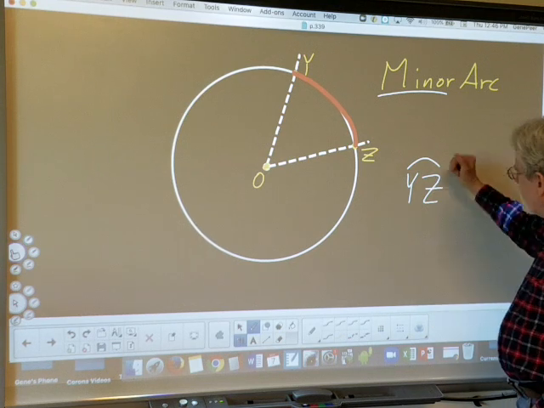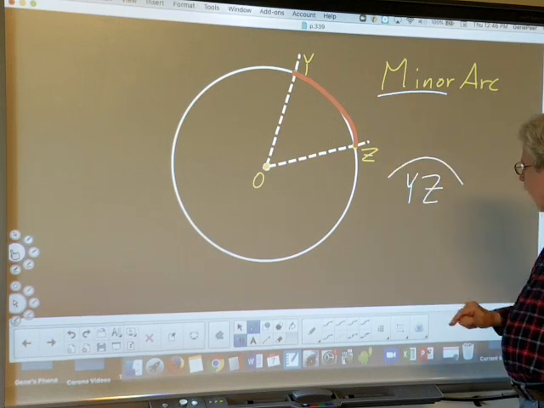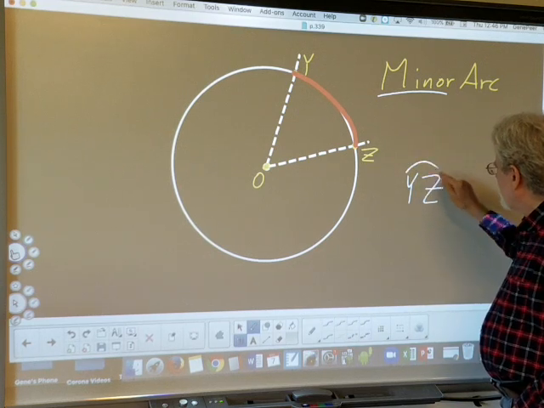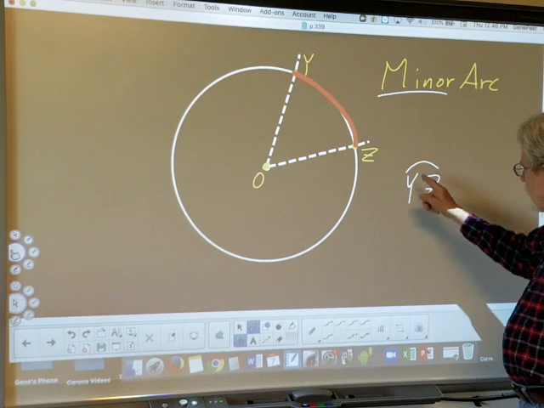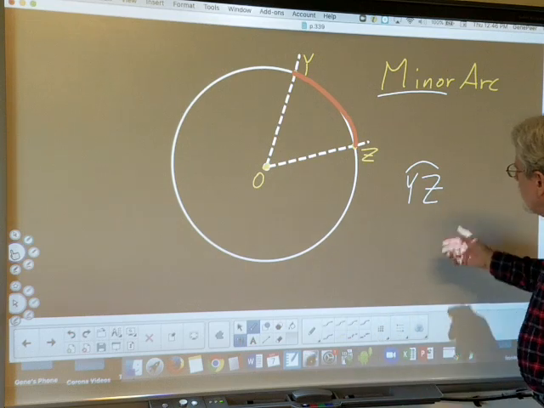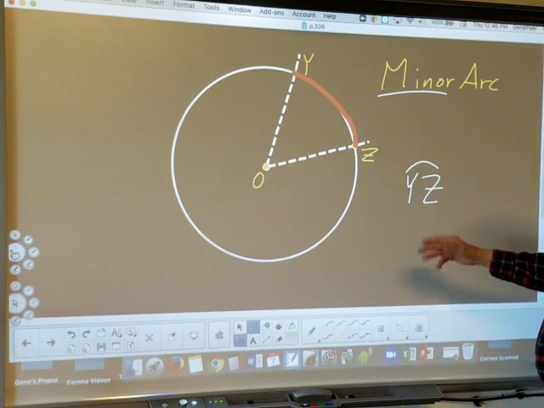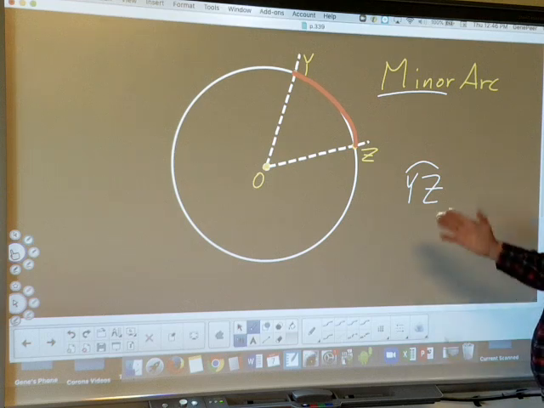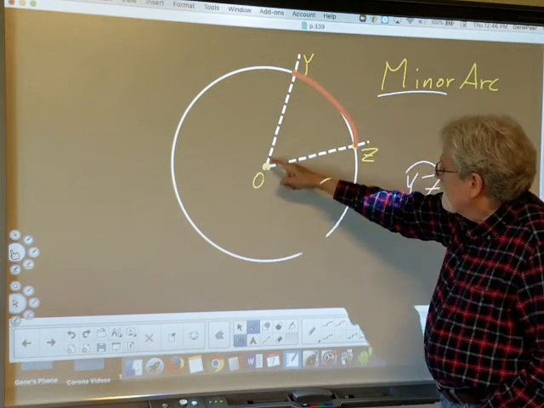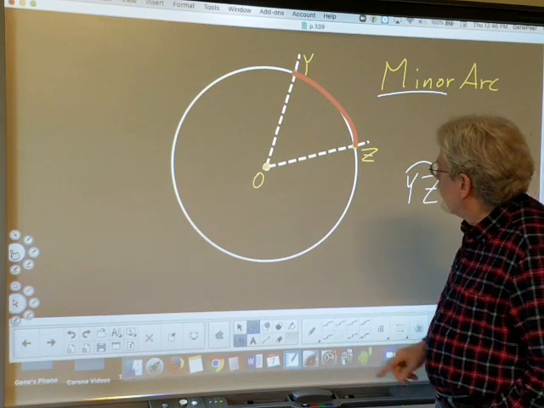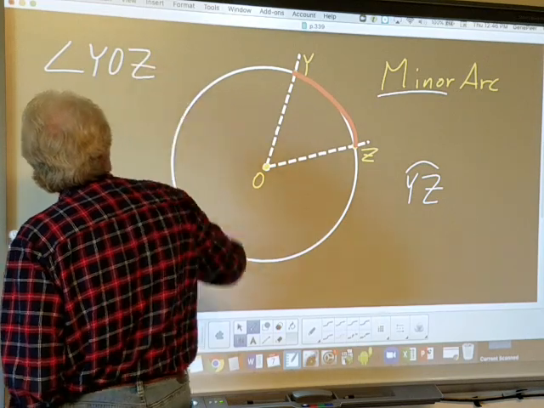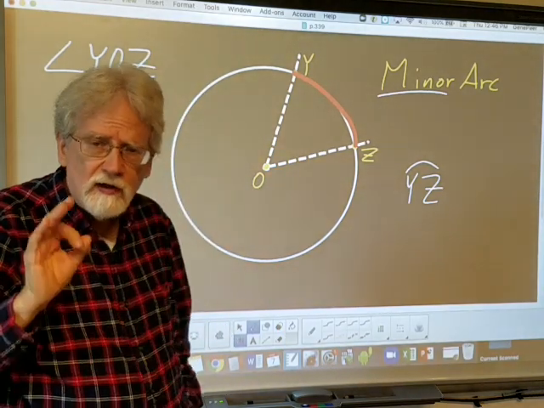Now, don't get carried away with that. I see folks do stuff like this and all kinds of weird things. Just make it a nice little gentle arc going from one end to the other. Make it look good. Mathematical maturity here. So the red arc here is known as arc YZ. An arc is cut off by an angle. This angle, by the way, angle YOZ, is known as a central angle.